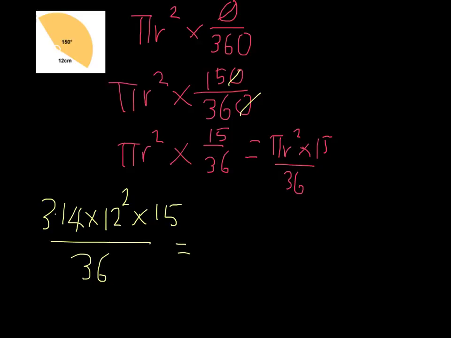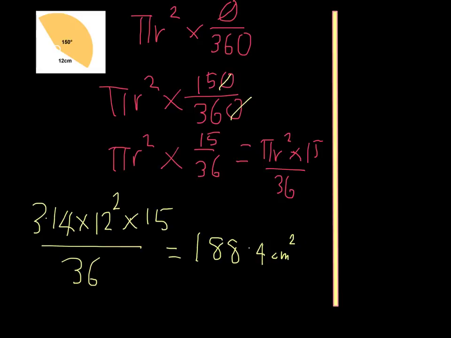If we then go and plug that into our calculator, 3.14 times 12 squared times 15 is equal to 6,782.4. Divide that by 36 and it is going to be equal to 188.4 centimeters squared.